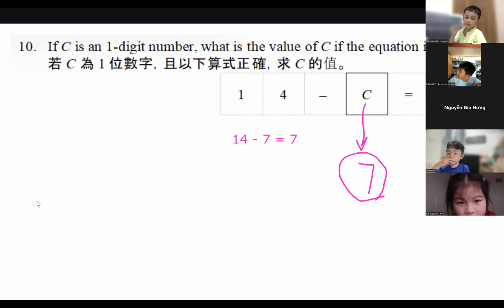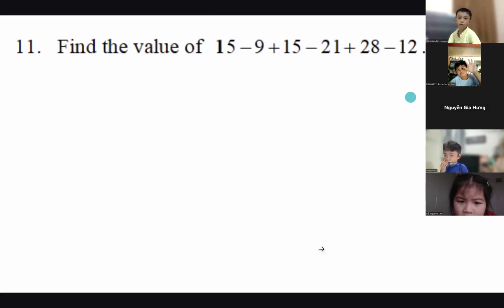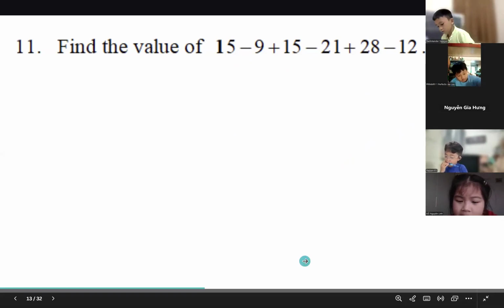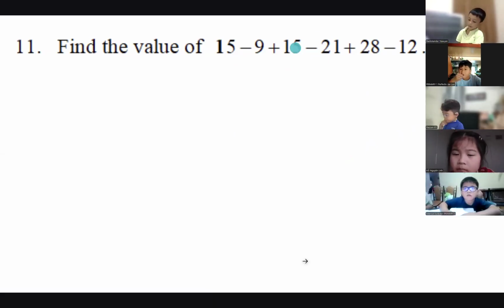All right. Number 11. Find the value of, is this the same one from earlier? Okay. So we know how to solve this already. This is equal to 60.